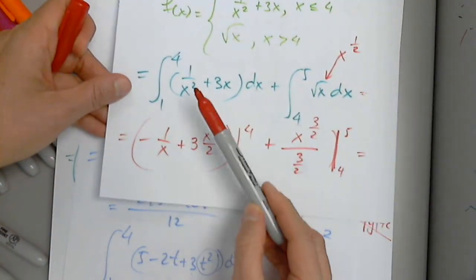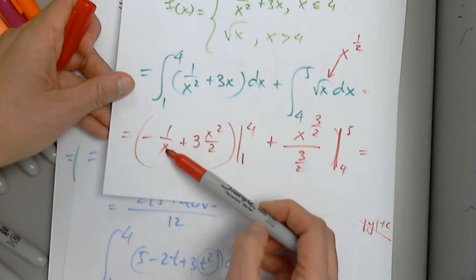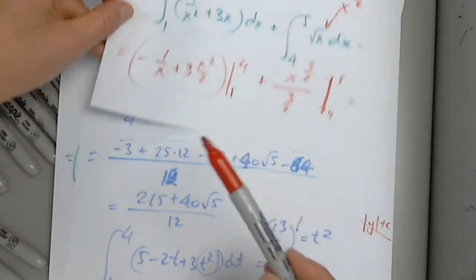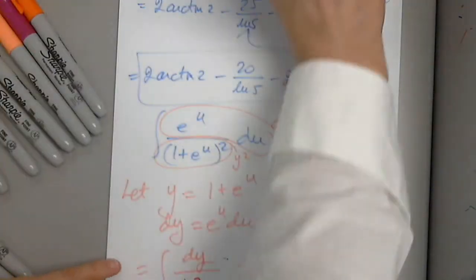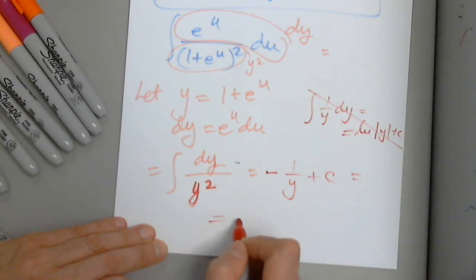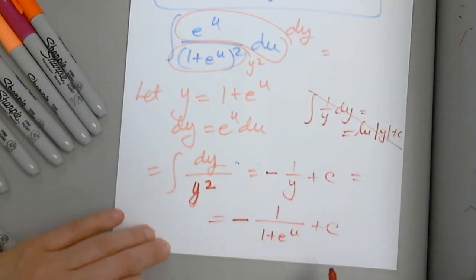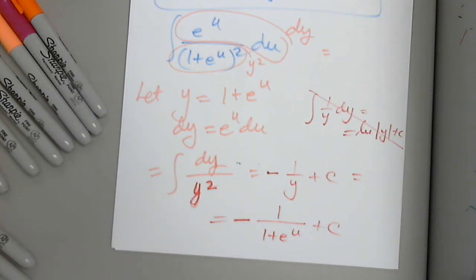And I know you know. Negative 1 over y. Yes. Very good. So it is negative 1 over y plus a constant c, which is negative 1 over 1 plus e^u plus c. Savannah, is this what you said? Yeah, do we have to use substitution?